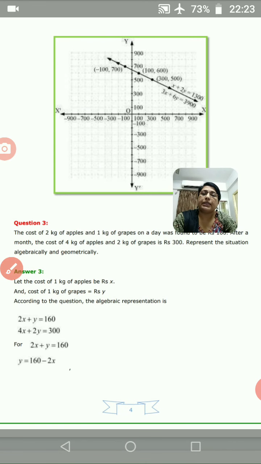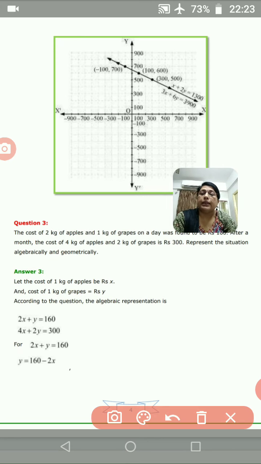If we represent this on a graph, then we get a coincident line for this pair of linear equations in two variables. So we can say that they have infinitely many solutions.